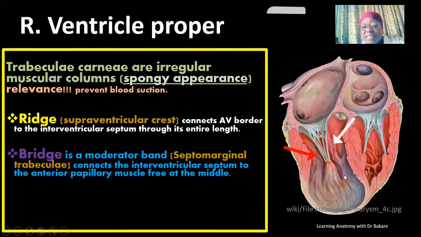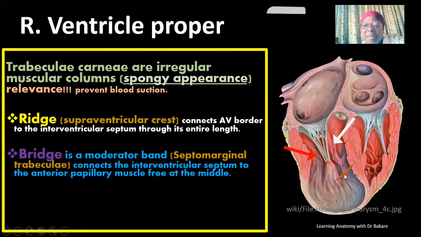This is the septomarginal trabeculae, and it is formed like a bridge. You can imagine how a bridge is formed, where you have a connection at both ends, while the middle will be free. This is what is presented in the bridge that is formed by the septomarginal trabeculae. These are called the moderator band.